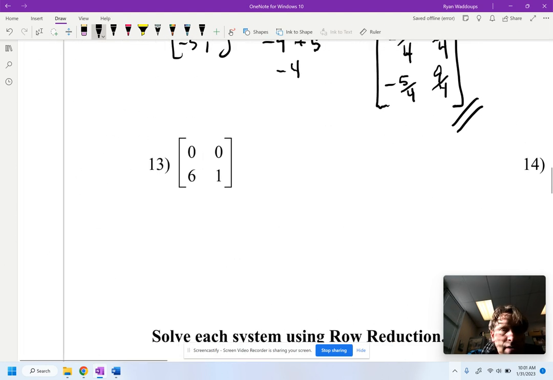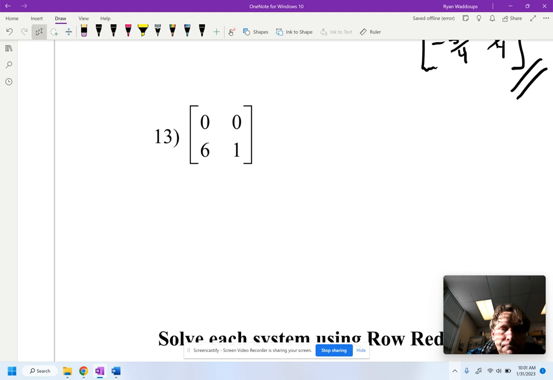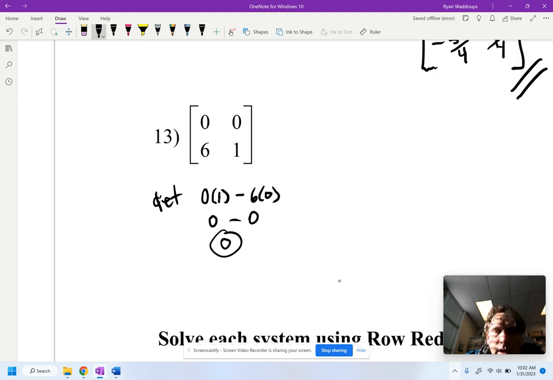All right, let's go to 13. First, our determinant: 0 times 1 minus 6 times 0. Now, 0 times 1 would be 0, and 6 times 0 would be 0, and 0 minus 0 is 0. When your determinant is 0, then there's no inverse. So your inverse does not exist.